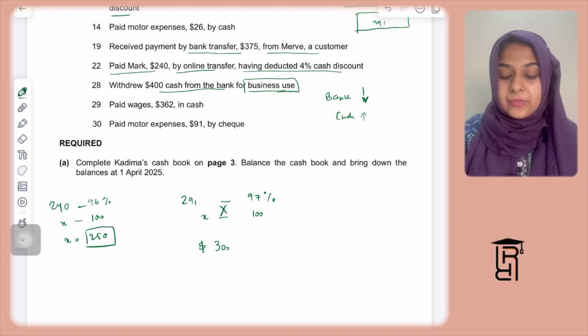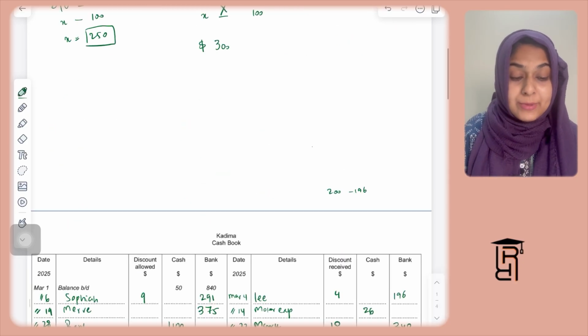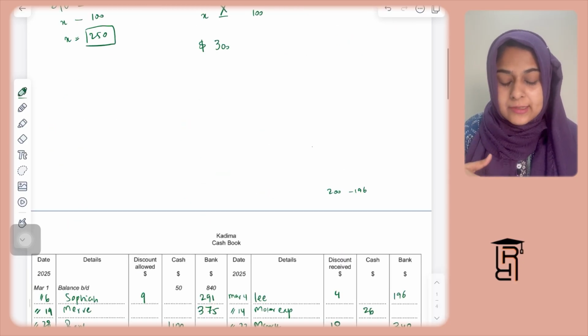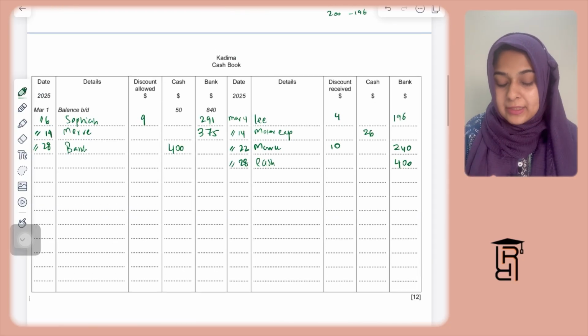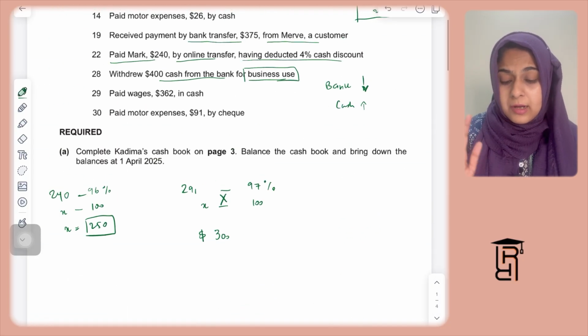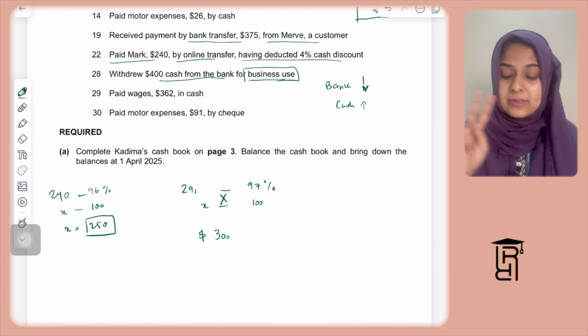Withdrew cash 400 from bank for business use is going to be cash increasing, bank decreasing. So bank will be credited. In the details you write cash. Cash will be debited. In the details you write bank. Contra entry affects both sides of the cash book.